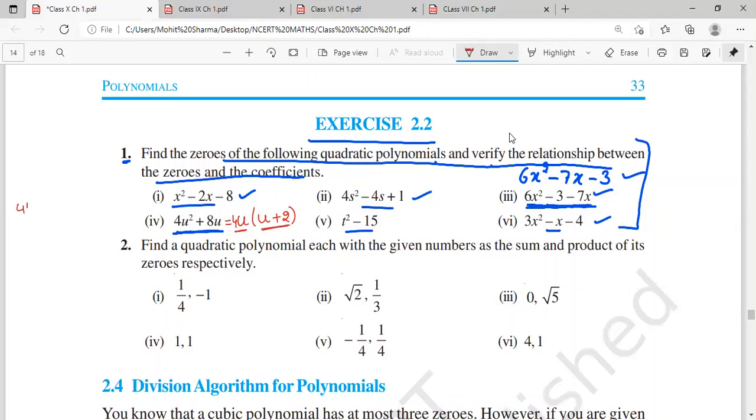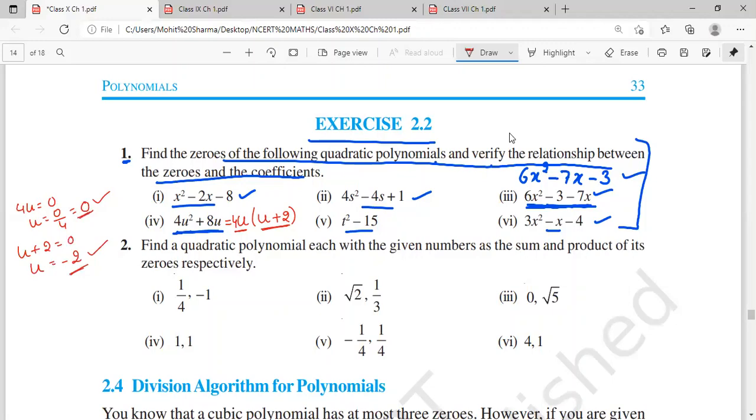Then we will keep it like this: 4u equals to 0. Then u equals to 0 upon 4, that is 0. So this is one zero. Second is u plus 2 equals to 0. So u equals to minus 2. This is your second zero. ये दो zeros होंगे.